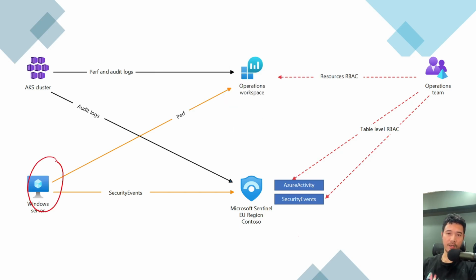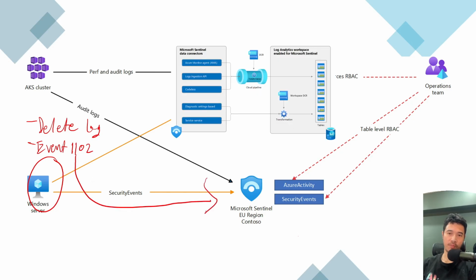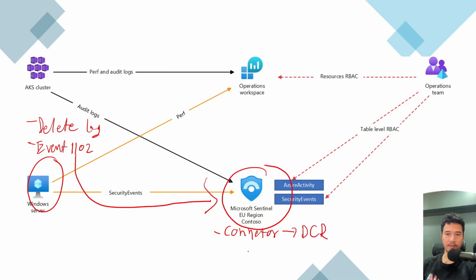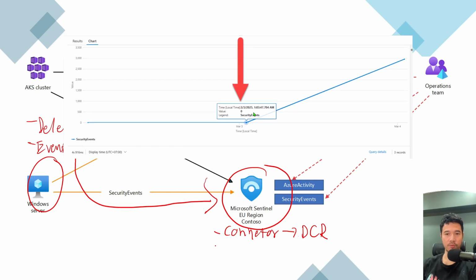First, we will create a Windows 11 VM in our Azure environment as a test machine, and then we will set up a connector and configure a data collection rule to collect logs from our test VM, and then we will verify that the logs are being ingested into our Azure Sentinel.